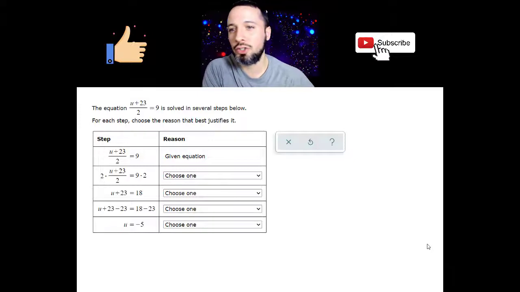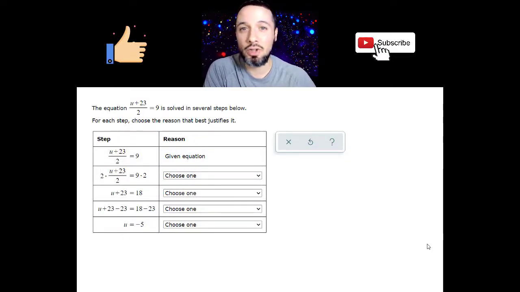In this problem here, you're going to be identifying properties to solve a linear equation. And keep in mind that all you're really doing is identifying. You're not solving the equation. You're just identifying what they used to solve the equation.